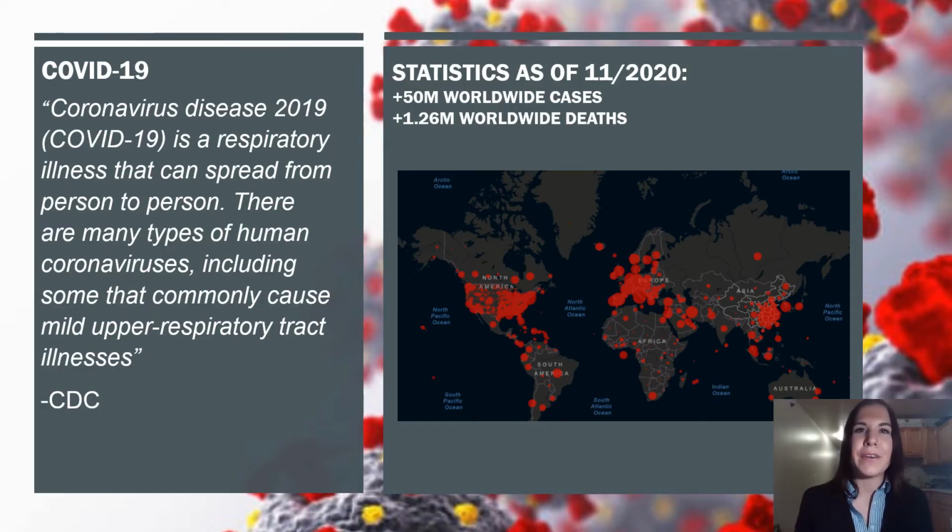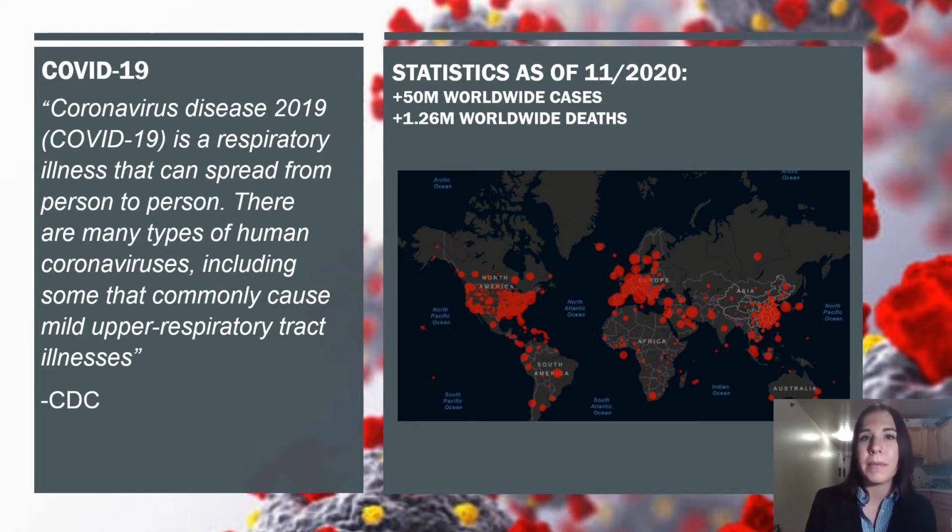The definition of COVID-19 found directly on the CDC's website is: coronavirus disease 2019 is a respiratory illness that can spread from person to person. There are many types of human coronaviruses, including some that commonly cause mild upper respiratory tract illnesses.